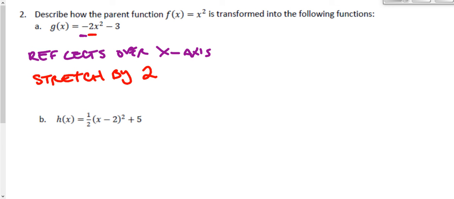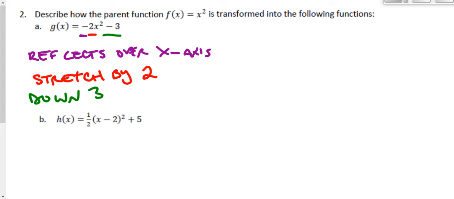And last but not least, the minus 3 at the end. It's not inside with x before the exponent happens. It's at the very end of the equation. So that's going to take all of my y values and subtract 3 from them. So that's going to shift me down 3 spaces.